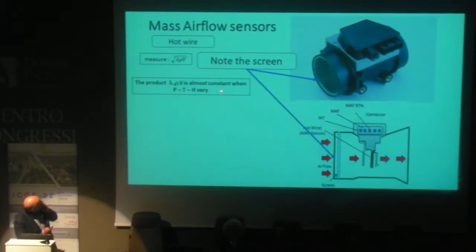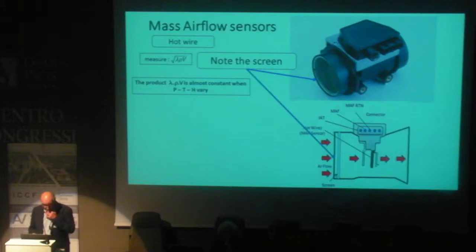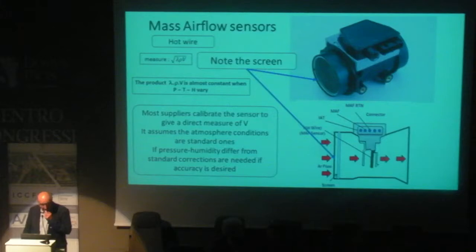the product is almost constant when you look at different conditions in terms of pressure, temperature, even humidity, water content. This product does not vary very much. This is the reason why hot wire sensors are very much used in the industry. But because most customers ask to measure this velocity, the suppliers calibrate these devices to give you the velocity. So in doing so, they assume that the air density, the air humidity, water content, and so forth are standard. And you are happy with that.